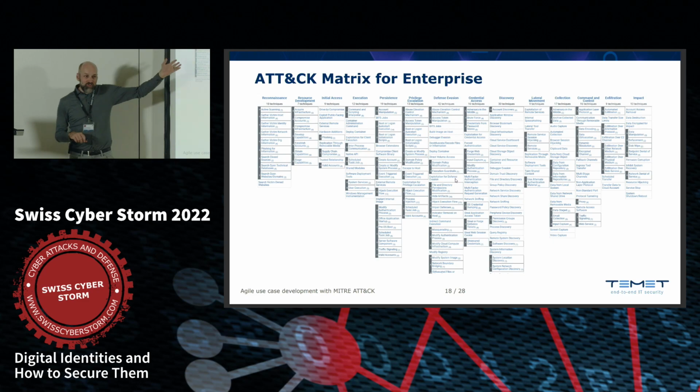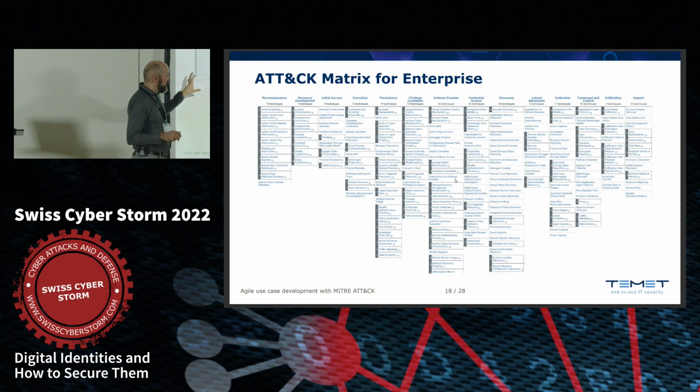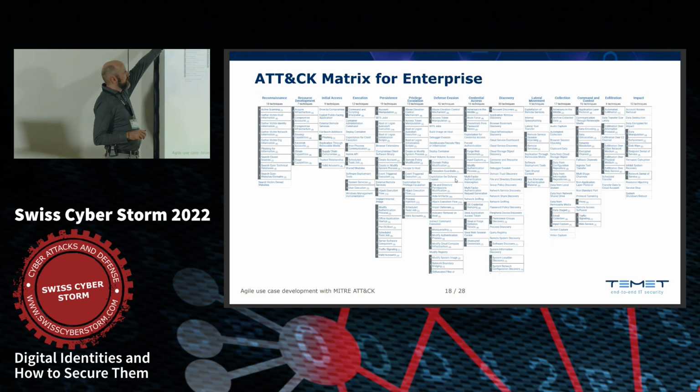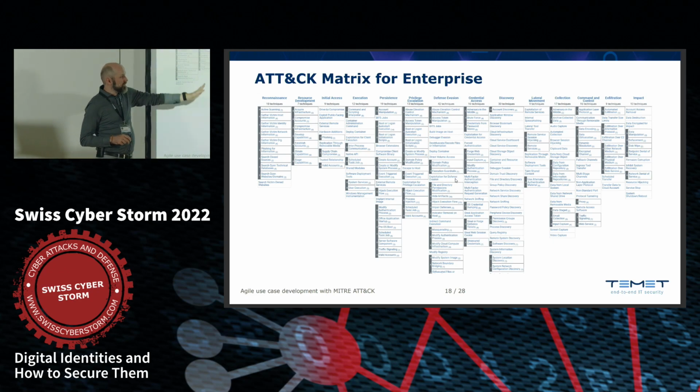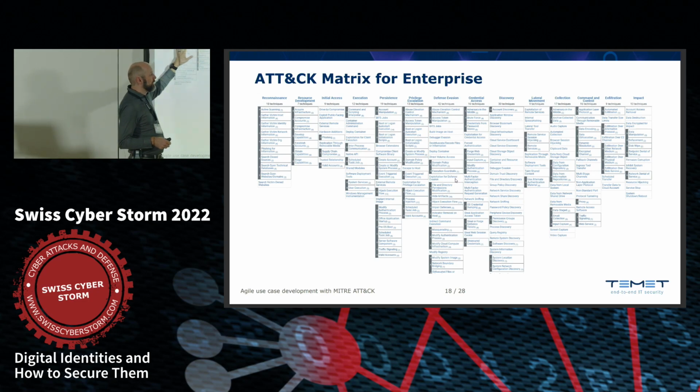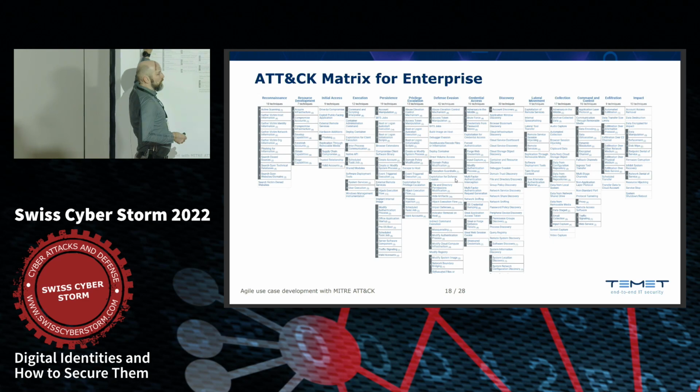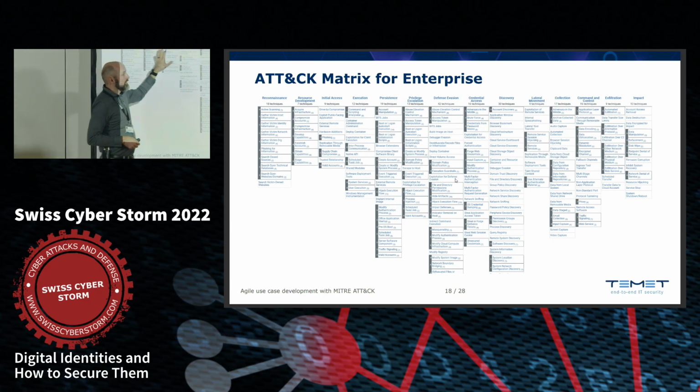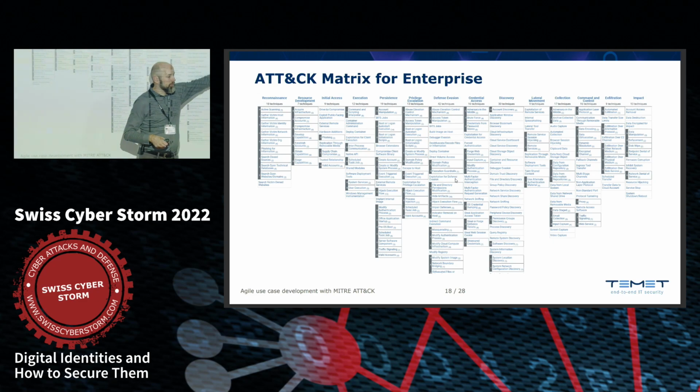MITRE ATT&CK, the matrix for enterprise in this case. There are other matrices, but it doesn't matter. And it's very important to understand this matrix. It's based on tactics, which are the columns, and then all the cells are techniques. So tactics are intermediate goals an attacker has, and this will be important later on. And it's similar to the cyber kill chain. We probably all know that it is like a flow from left to right, with initial access on the left, and then impact and exfiltration on the right, and all the intermediate goals and steps an attacker will have to do.